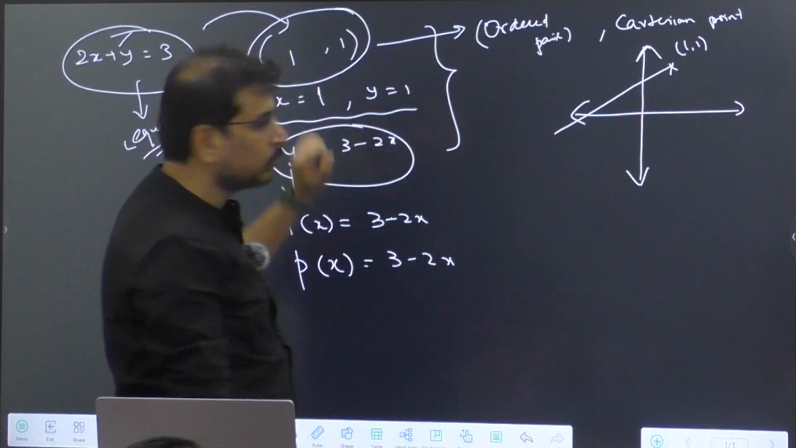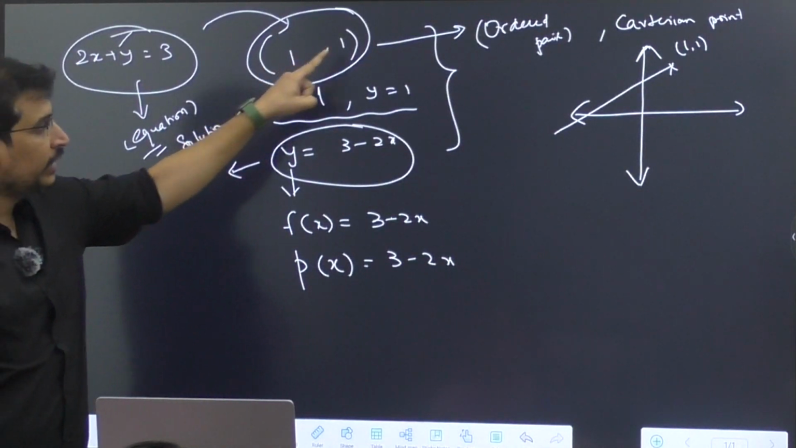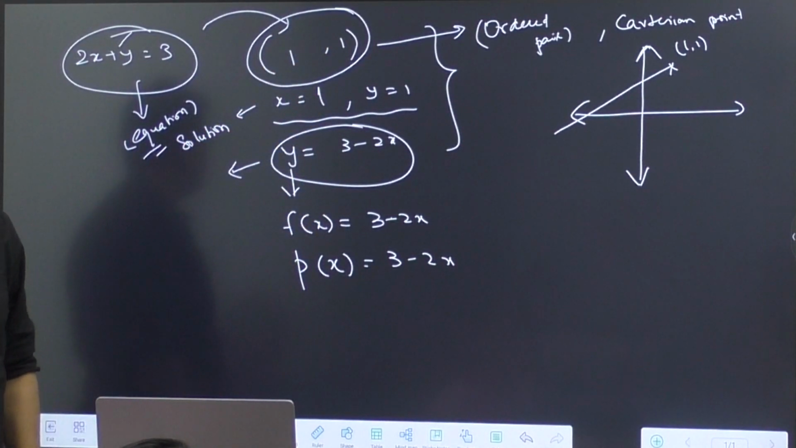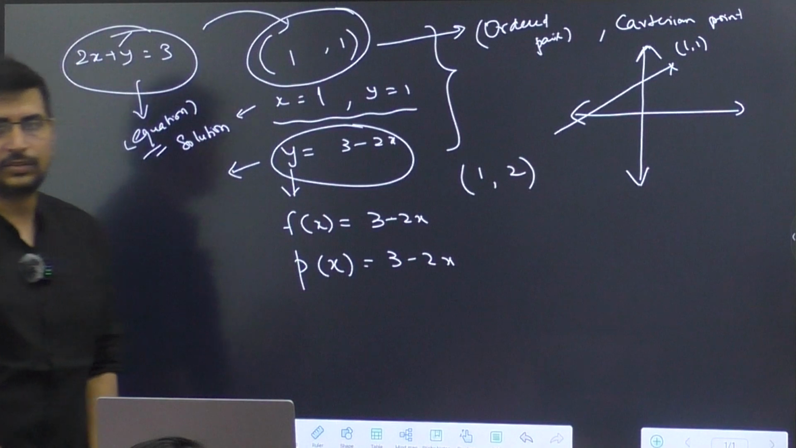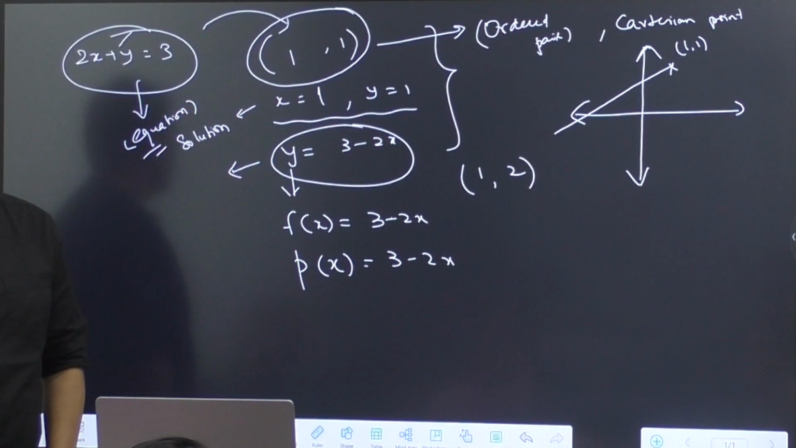For example, if I have this 1, 1, this is the x coordinate, this is the y coordinate, which one is dependent on the other? Suppose I write a point like this, 1, 2. Which one is the coordinate of a dependent variable? Which one is the coordinate of an independent variable?